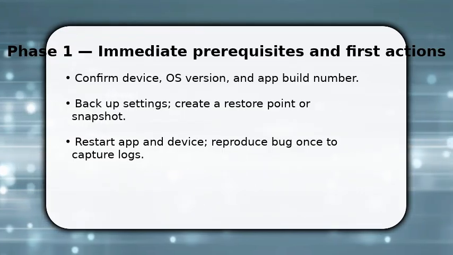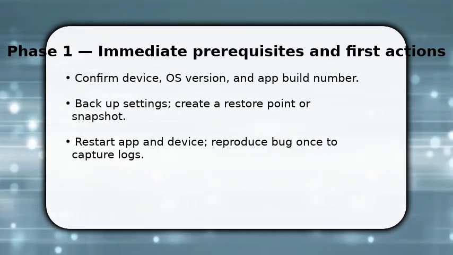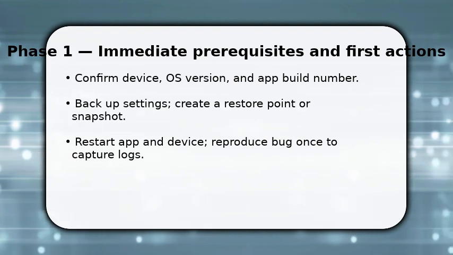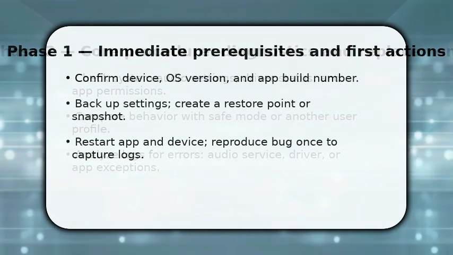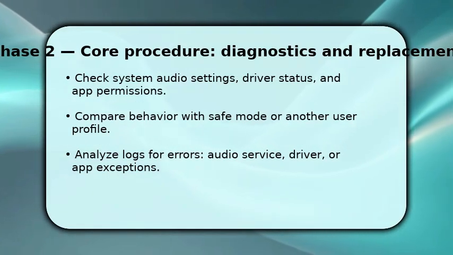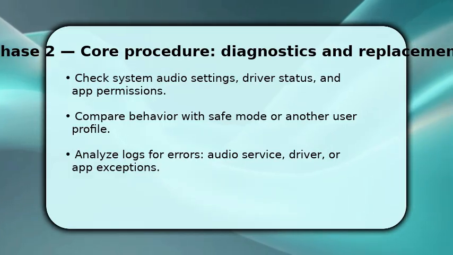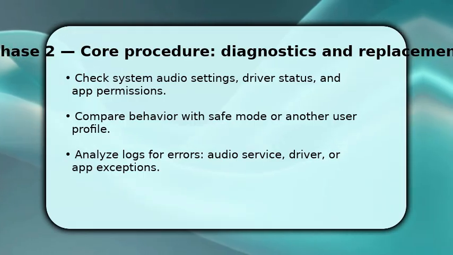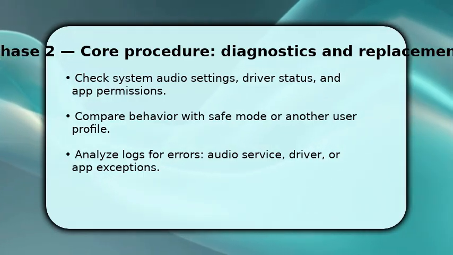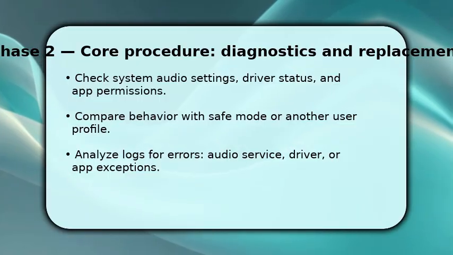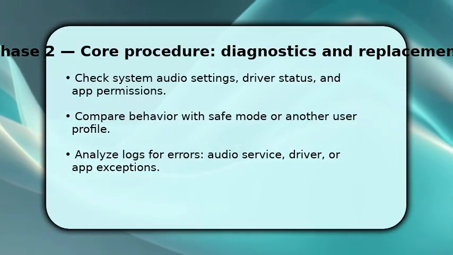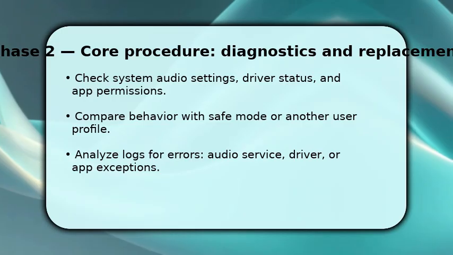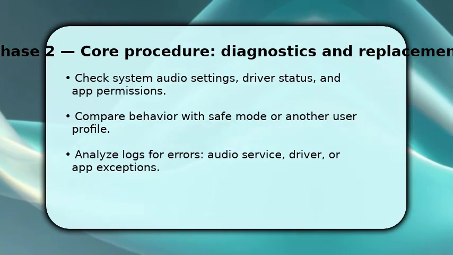You now dig into diagnosis by checking system audio settings, driver status, and app permissions because misconfigurations often cause volume glitches. Then, test in safe mode or a secondary user profile to isolate third-party interference. Once done, inspect logs for audio service failures, driver exceptions, or app stack traces. These entries reveal whether the issue is hardware, driver, or app level.